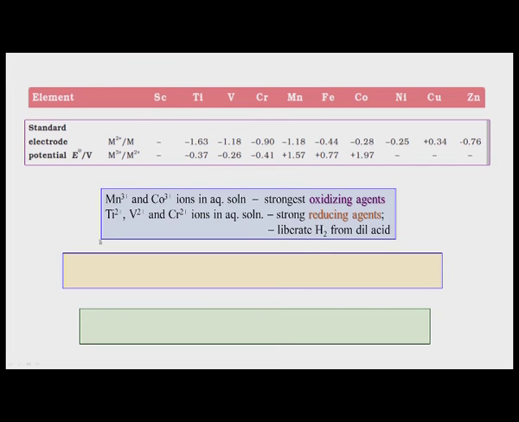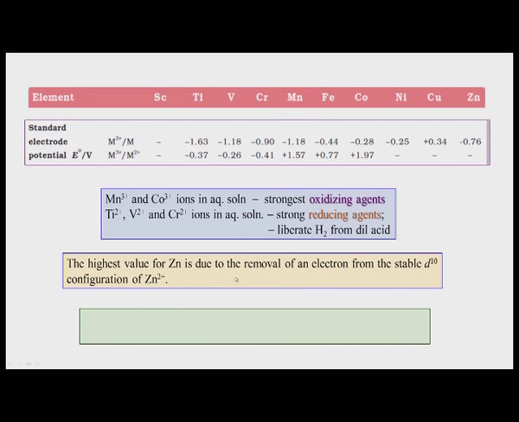That is why chromium, vanadium and titanium, all three ions in aqueous solutions, can serve as very good reducing agents. These two can serve as oxidizing agents, since the potentials are high and on the positive side, but these are negative and towards the left. So, they liberate hydrogen from dilute acids.